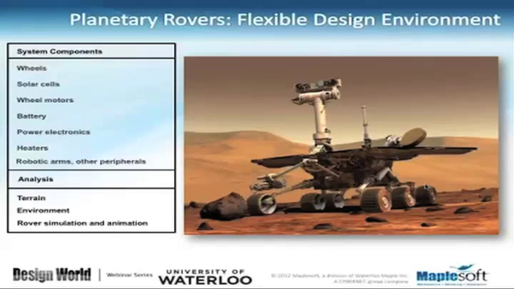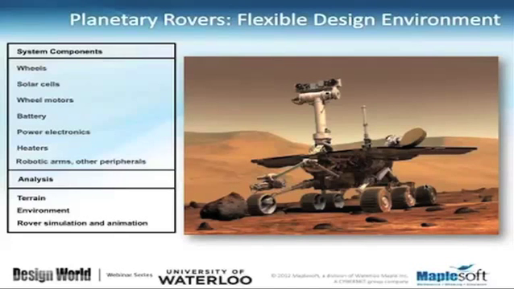So when we look at a rover, any rover has some standard components like wheels, solar cells, wheel motors, battery, power electronics, heaters, and robotic arms and accessories. And when we put that onto any terrain, then we have to be able to model the terrain, environment, and also be able to do simulation and animation.